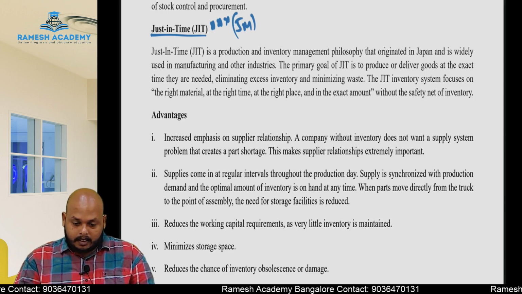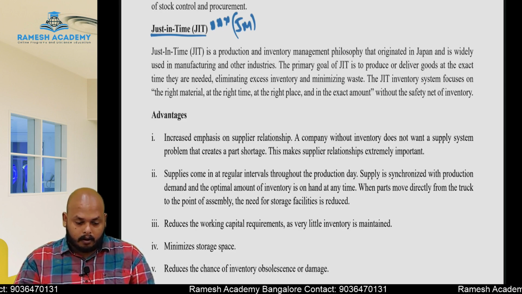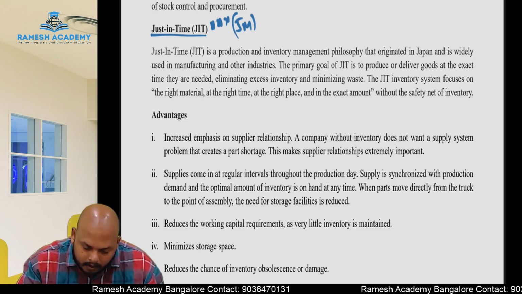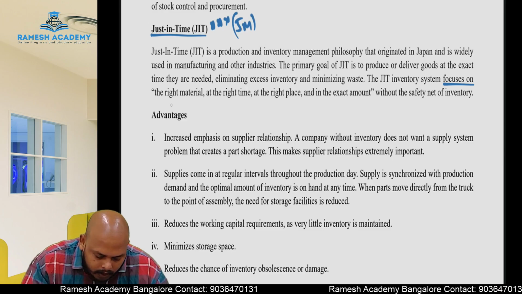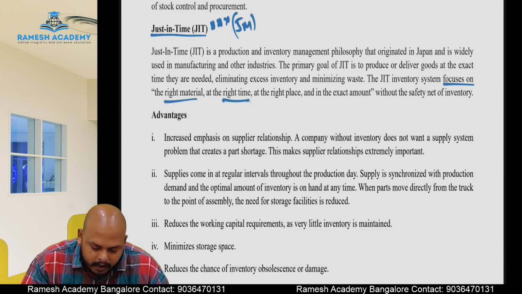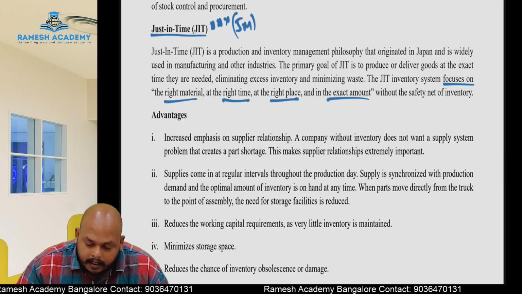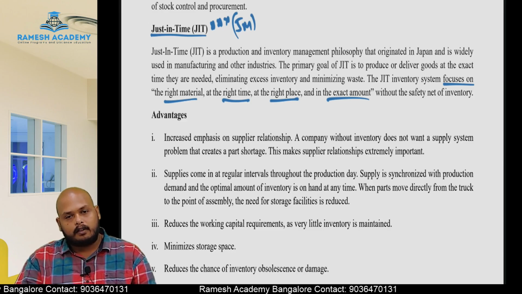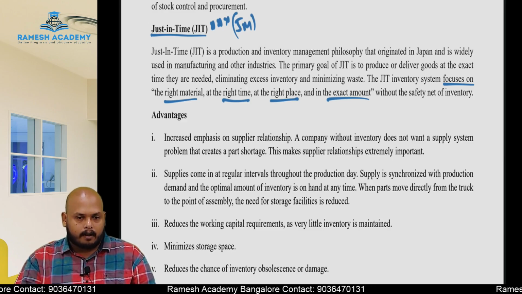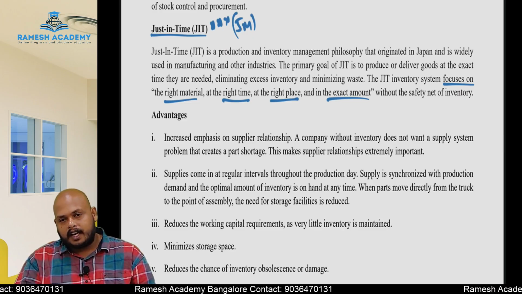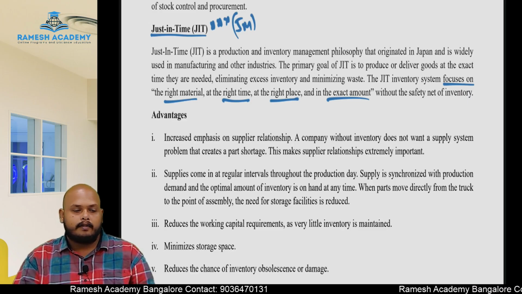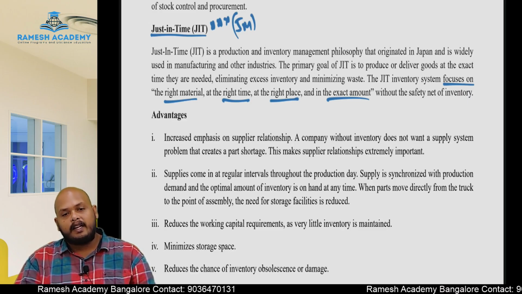The just in time inventory system focuses on right material, right time, right place, and the exact amount also. Just in time inventory is focusing on what? Right material, right time, right place, and the exact amount, without the safety net of inventory. Means they don't want to keep any safety net. They want the exact quantity of raw material, at the exact time, at the exact place, for the exact amount. In the case of Japan, maximum none of the companies will maintain stock in advance.